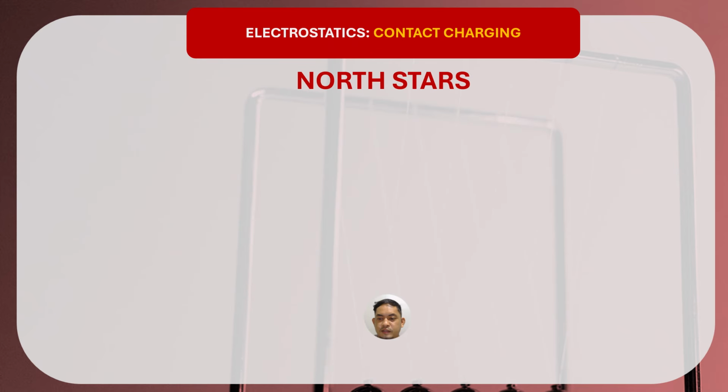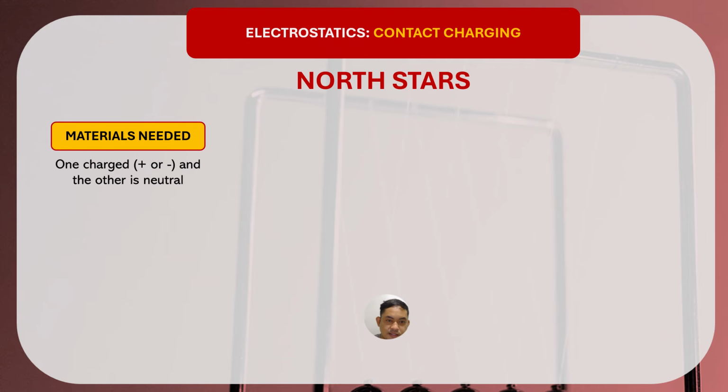So today we have to know the north stars of contact charging, or conduction. I want you to come up with an idea. What are the materials needed when you want to charge by contact charging or conduction? The answer is one material must be a charged material, negatively or positively charged, and paired or touched with a neutral one. So again, a charged one and a neutral one. Those are the materials needed to start contact charging or charging by conduction.